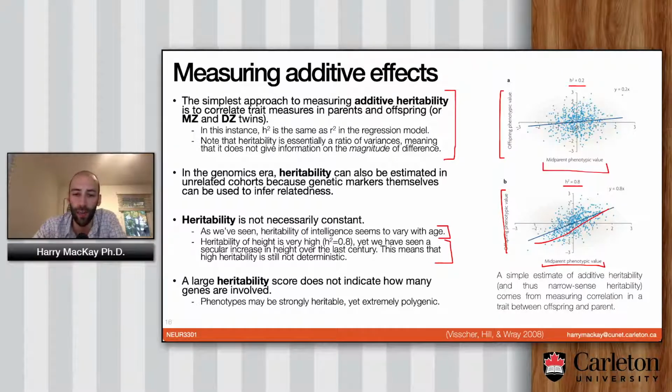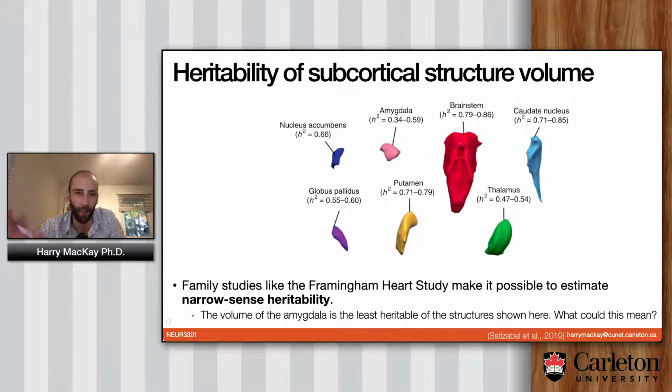A large heritability, by the way, also does not indicate how polygenic the trait is. That's a separate question. So you can have very heritable phenotypes, but they may involve many different genes. So it gets to be pretty complicated when you actually put this into practice. But anyway, that's a very rough understanding of what I mean by heritability.